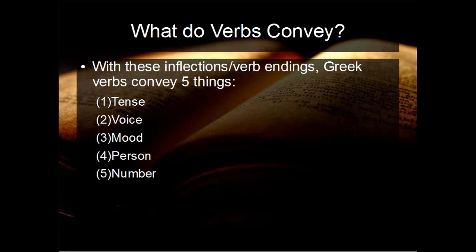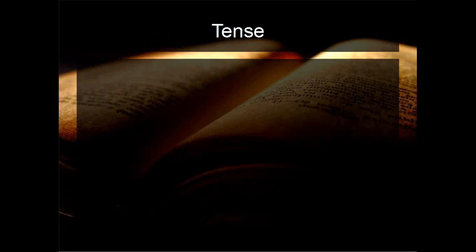Okay, so then let's continue on. I'm going to talk about each of these in detail now. So the first thing that I want to talk about is tense. Now we understand tense in English. We understand tense in regards to time, like when the action happened. Did it happen in the past tense? Did it happen in the present tense? Or did it happen in the future tense, right?